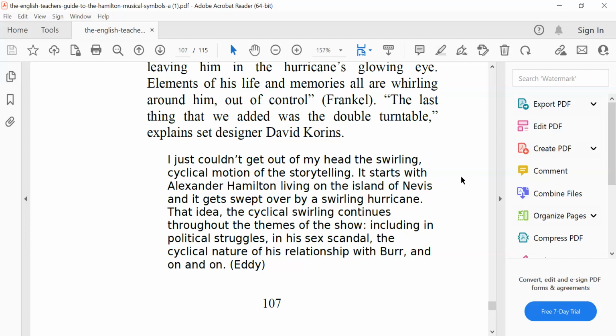Sample thesis: the creators added the turntable to show life out of control in the cases of Hamilton, Eliza, and Burr. One paragraph each, lots of suggestion, lots of details, lots of support, and there's my essay. Good luck.